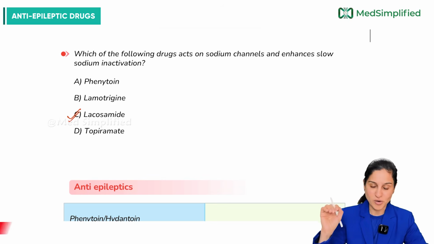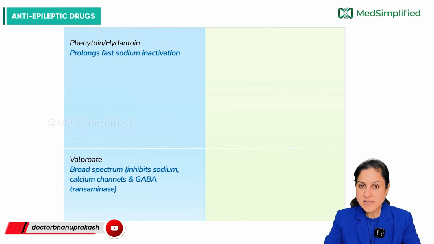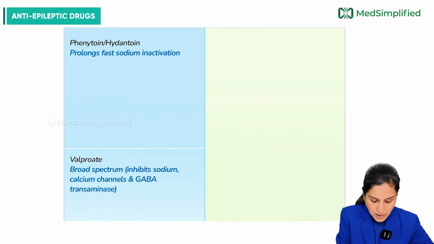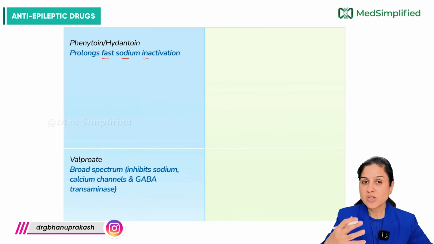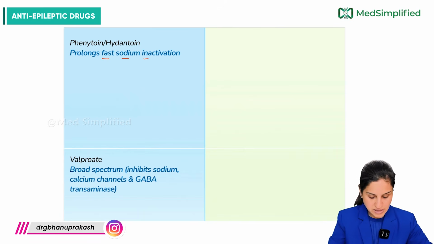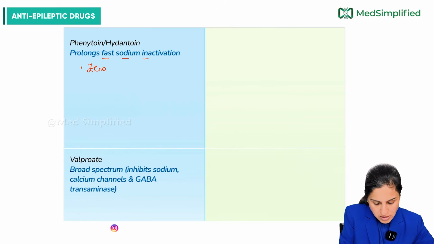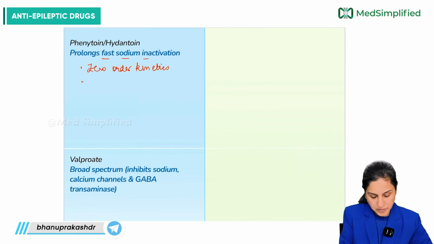So we are now going to do all the important mechanisms and whatever important things about each of the anti-epileptics that you must know. Moving on, the first drug is phenytoin, whose chemical name is hydantoin. Now, what does this drug do? It prolongs the fast sodium inactivation, not the slow, but the fast sodium inactivation. The rapidly firing neurons, the sodium channels in those neurons are affected. Another important thing to know is that it follows zero order kinetics.